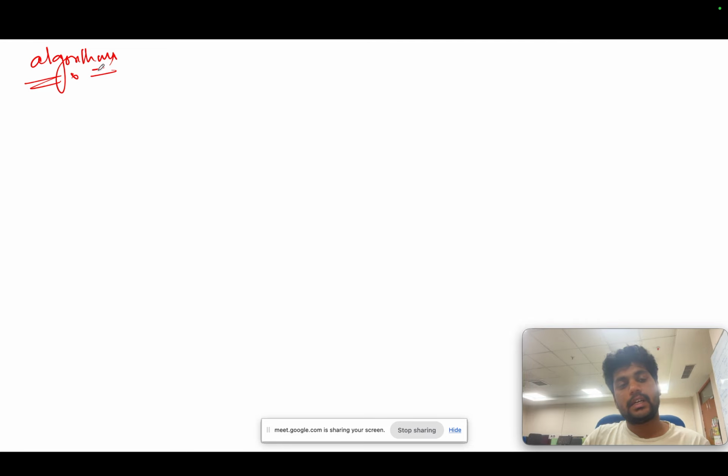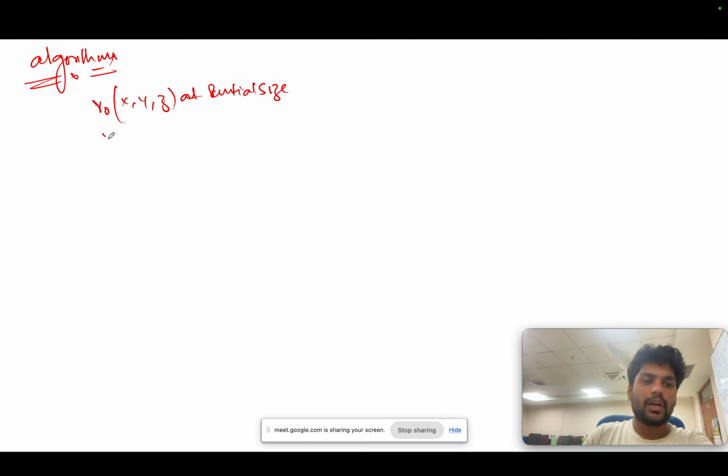The sir in the class has explained very well, so I will go through the same thing in a different format. Why we need to have the algorithm: say you have an R0 system, x comma y comma z, at the initial stage, and you need to get to RT, and you go on so on, at stage 1, stage T, and so on. So how to get these stages?